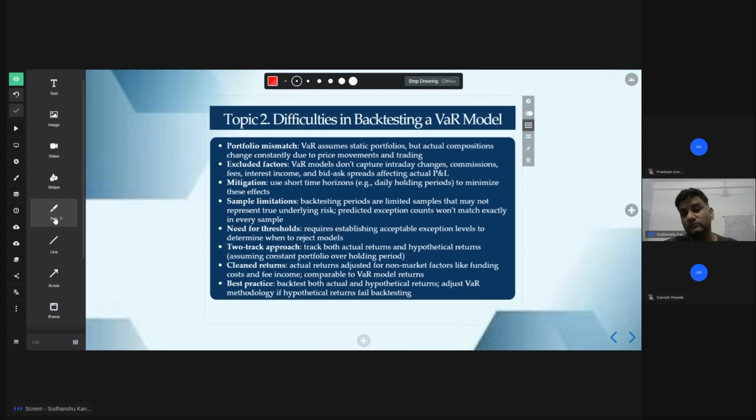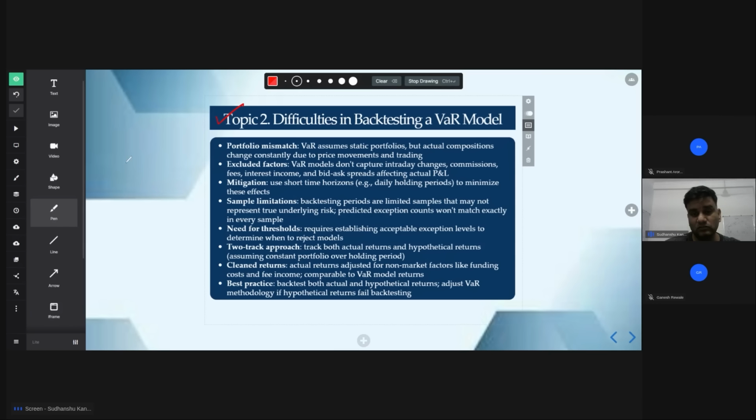All right, let's move to the next part. The next part is difficulties in backtesting a VaR model. When we talk about difficulties in backtesting a VaR model, what exactly do we mean? Backtesting sounds very simple in theory, because in theory you are comparing your predicted VaR with your actual losses. But in real life, guys, it's not that easy. Why is it not that easy? Because there are several practical issues that come up.